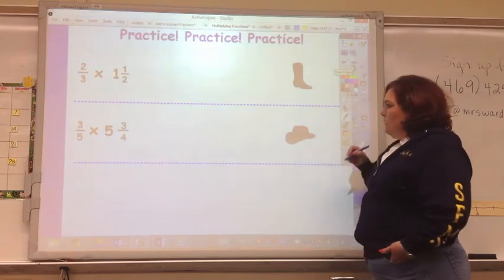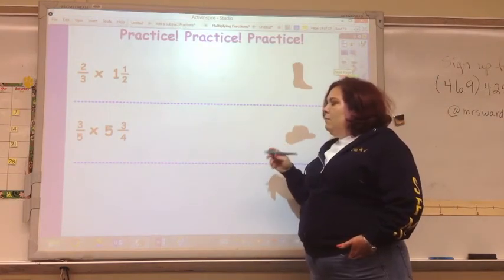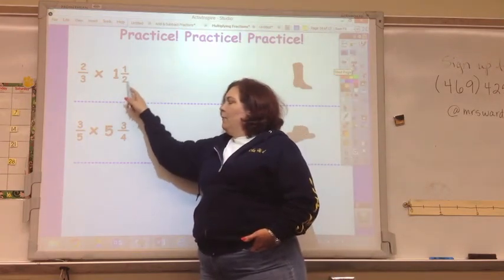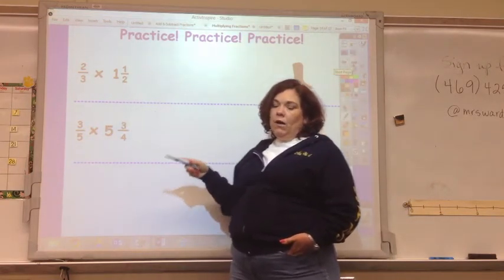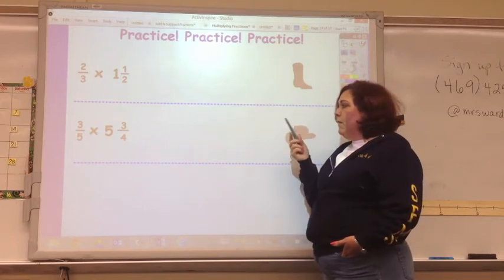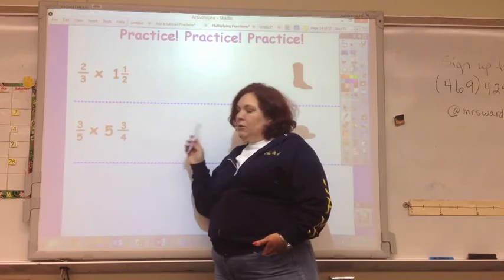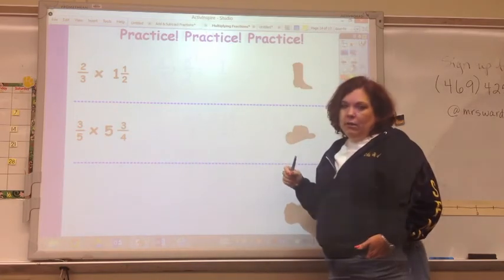So now here's a couple for you to practice with. So remember to turn this into an improper fraction, then multiply straight across. Look for opportunities to cross cancel if you don't want to be simplifying at the end. Same thing here, improper fraction, multiply across. Come back and check your answers.